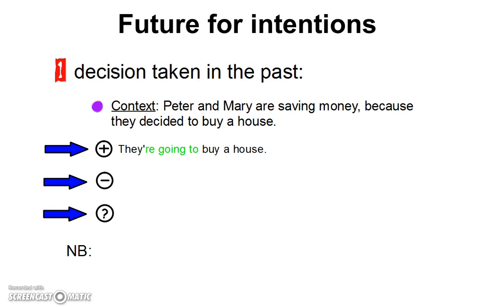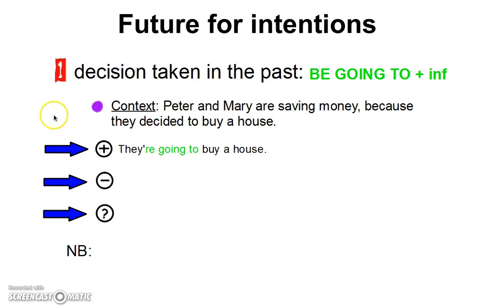In this case, we use, as you can see here, be going to plus the infinitive. Okay, so I put the auxiliary be in the present, then going and to, then the infinitive of the verb. So they are going to buy a house is the future form of the verb to buy in an intention that was taken in the past.